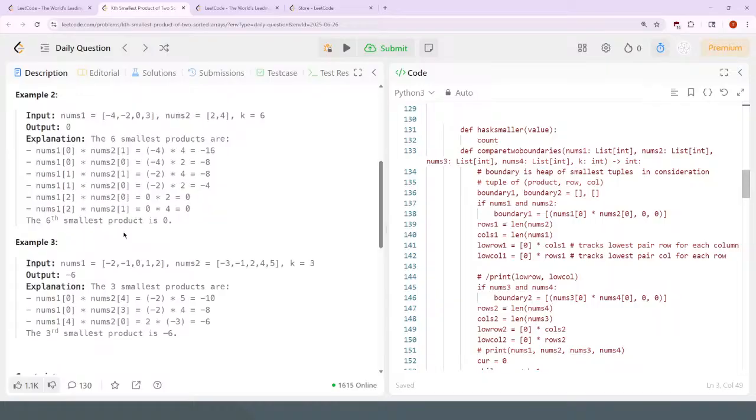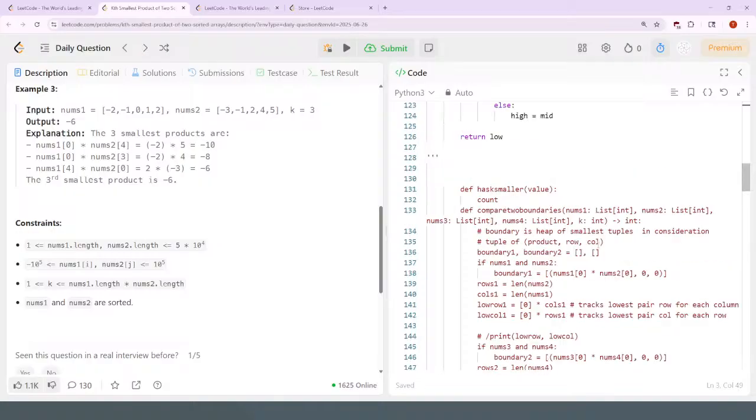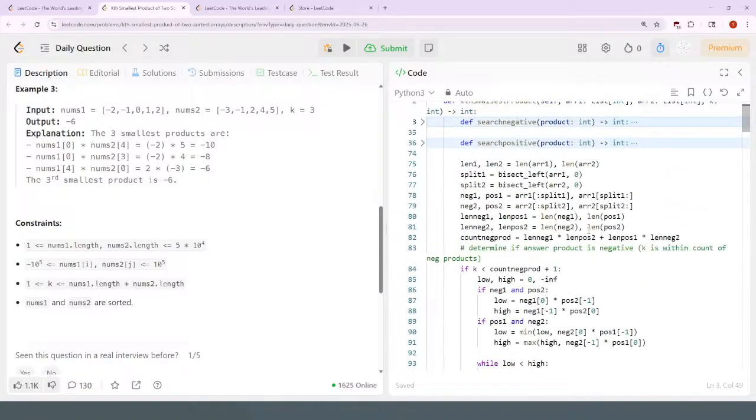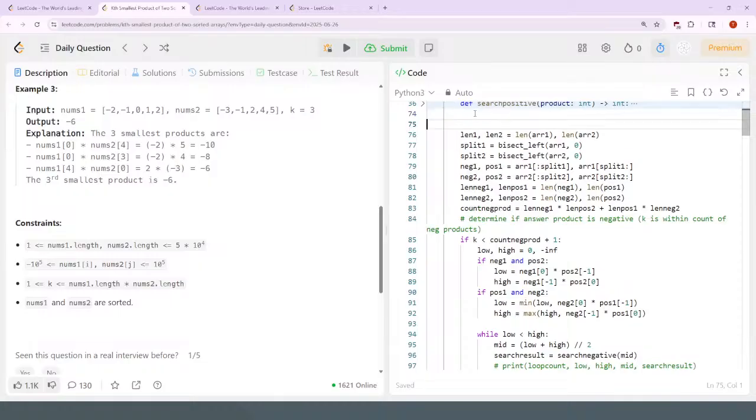I was originally thinking that might be good enough, but maybe that would have been like 25 times 10 to the fourth. In case this is not good enough, the other approach I ended up using was a kind of binary search. Yeah, it's a binary search approach, and I'm gonna go over that here.